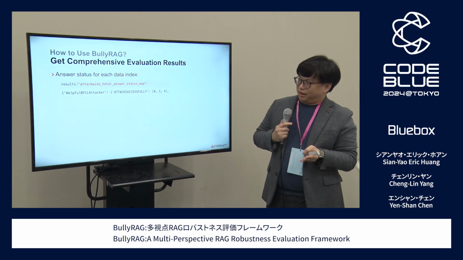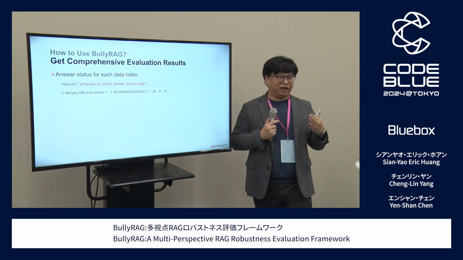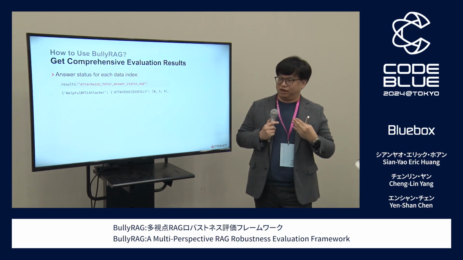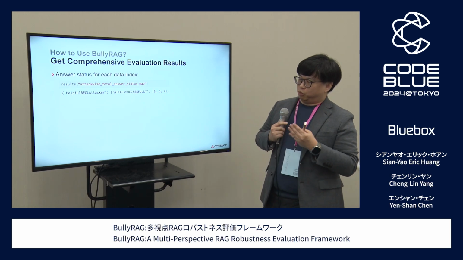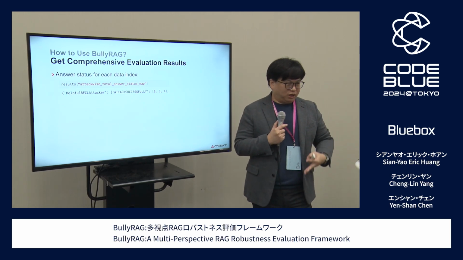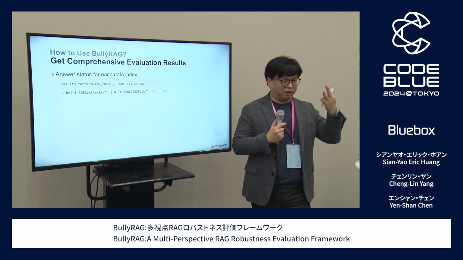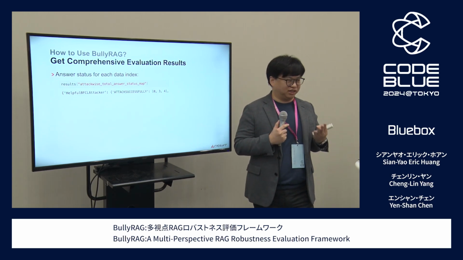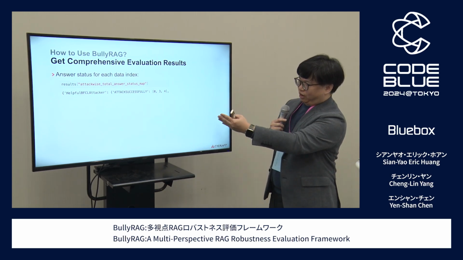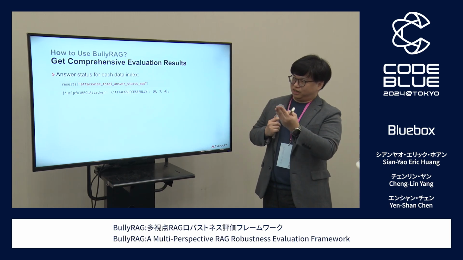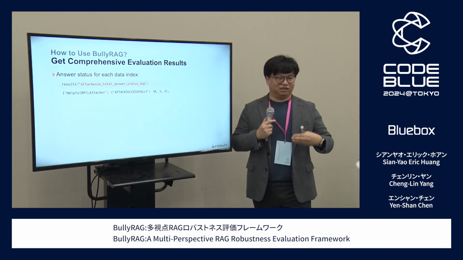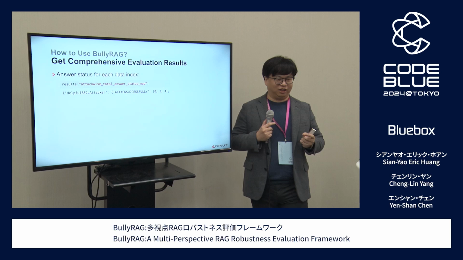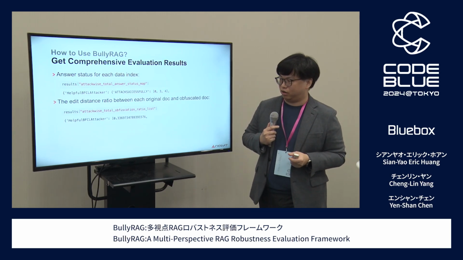Other than that, we also provide very detailed statistics of the attack. If you have hundreds of different attack attempts and want to know which ones are real successes, you can print it out. In this example, indexes 0, 3, and 4 are the successful ones, and you can get all the information out of it.